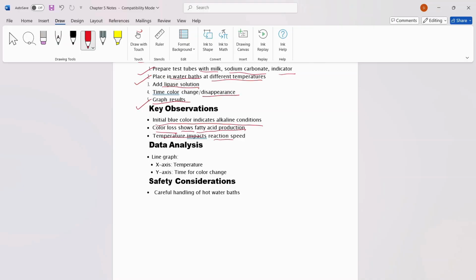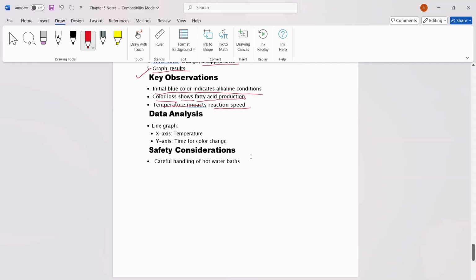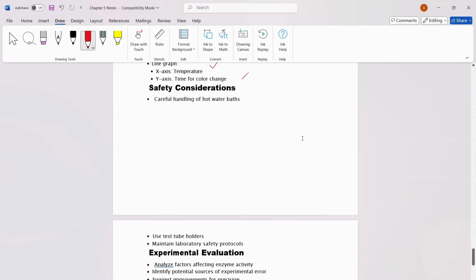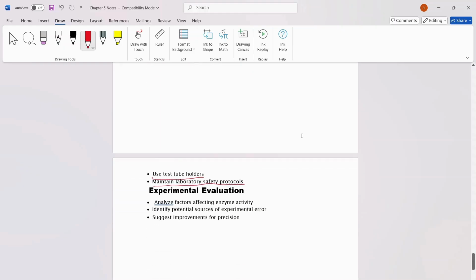Temperature impacts reaction speed. You can make a graph. On the x-axis you can keep the temperature, on the y-axis you can put time for color change. Some safety considerations which you should also learn, maybe 3 marks or more. Careful handling of hot water baths. Use test tube holders. Maintain laboratory safety protocols.